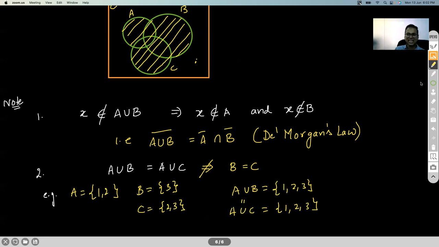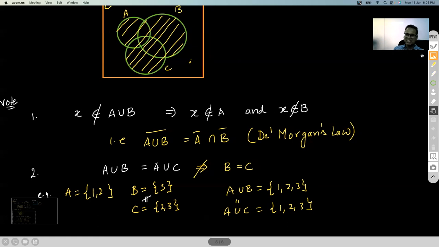But what do you realize here? Despite A union B and A union C being equal, our B and C sets were not equal. Right? So if somebody says A union B is equal to A union C, does it definitely mean that B is equal to C? The answer is no. B and C may be different sets also. Getting my point? So this is what we say as left-hand cancellation fails.